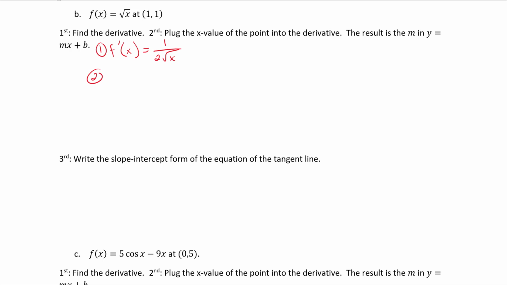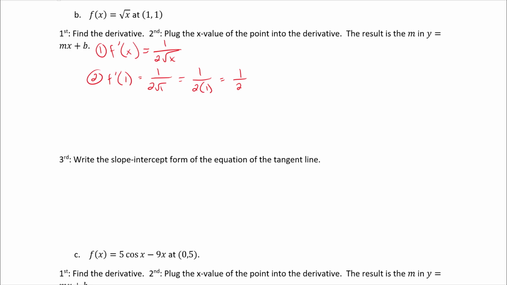So step 2, we want to find the slope by plugging the x value into the derivative. So we're finding f prime of 1 in this case. This is 1 over 2 square root of 1, which is just 1 over 2 times 1, because remember, the square root of 1 is 1, or 1/2. All right, so we know our slope is 1/2.